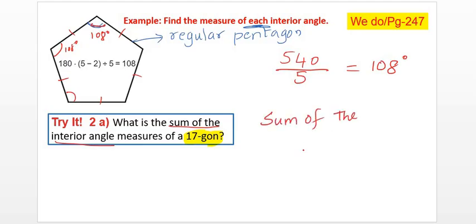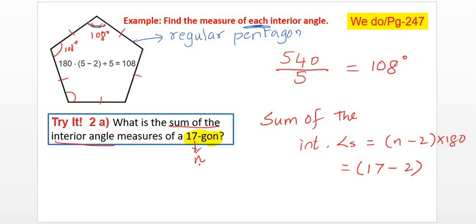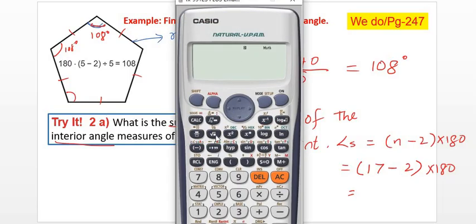The sum of the interior angles is equal to n minus 2 times 180. Now what is n? N is the number of sides, so it is 17, and we get 17 minus 2, times 180, and you will get the value. Let's put it on the calculator.